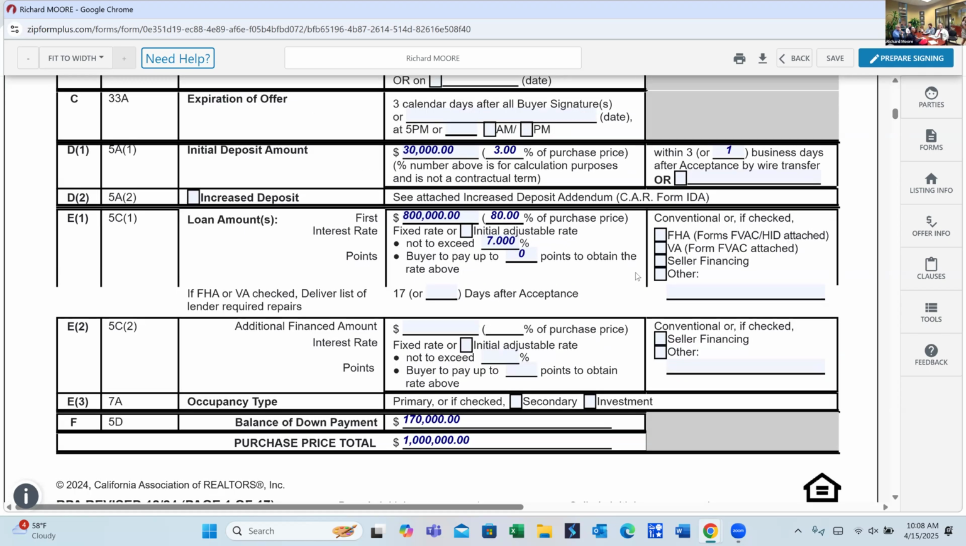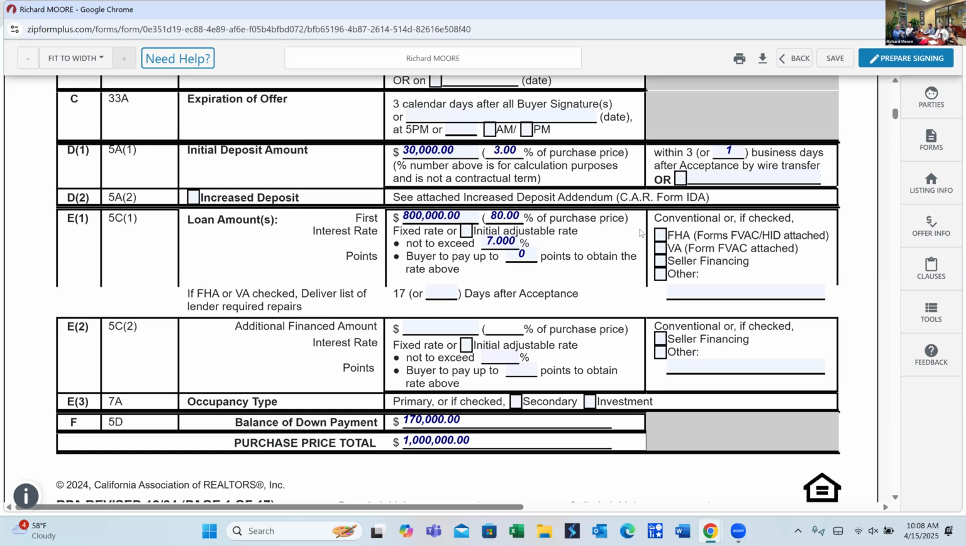And then E1, the loan amount. Do we have a check? Yes, we do. Okay. I'm just assuming I'm going to borrow $800,000, so 80% of the purchase price. And then what's important to us, you can see there's 2 bullet points. One says not to exceed. I inserted 7%. And this creates a contingency for the buyer. If rates today go up to 7.5%, that's the prevailing rate. Even if I qualify, I can cancel because the rate today exceeds the threshold that I've inserted in.